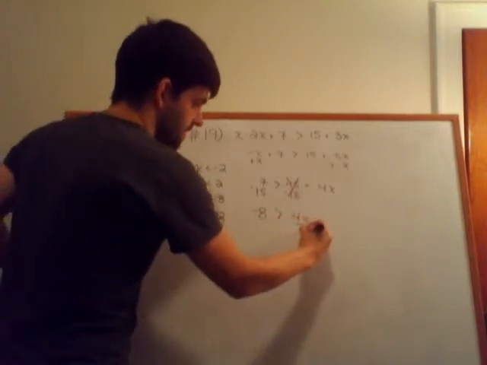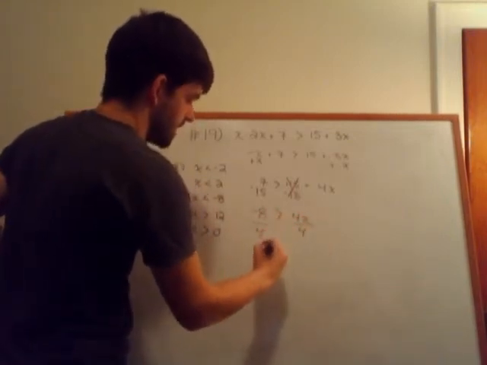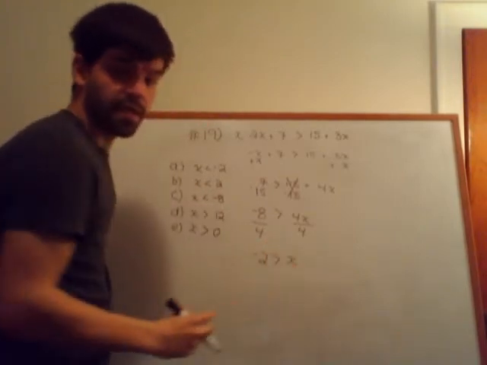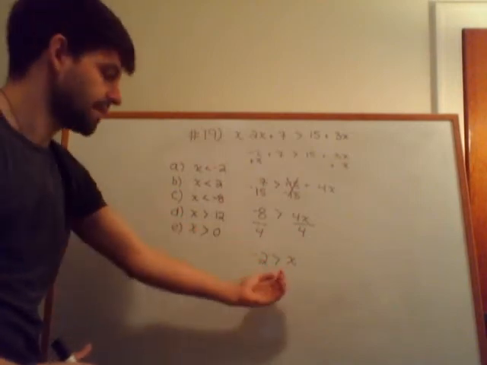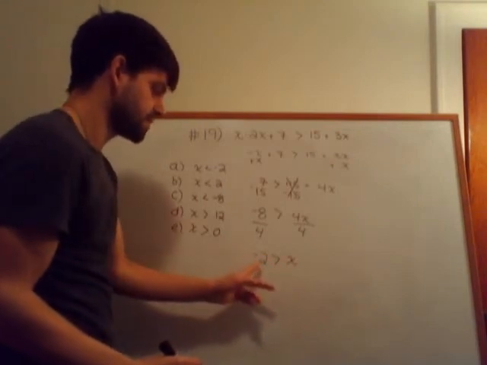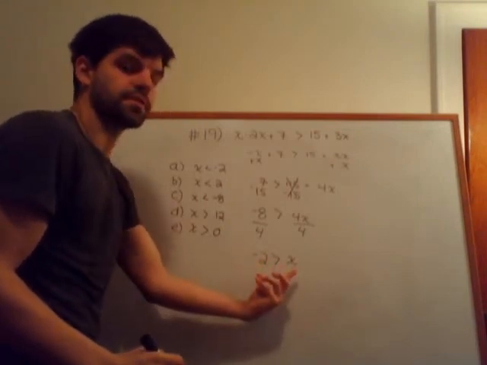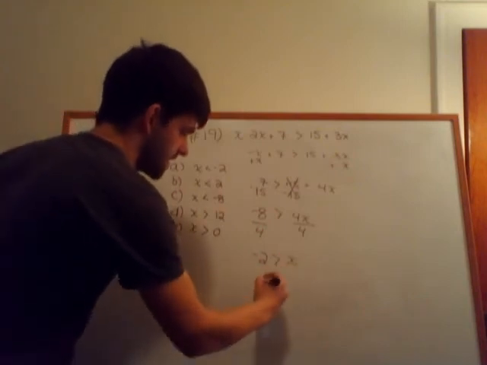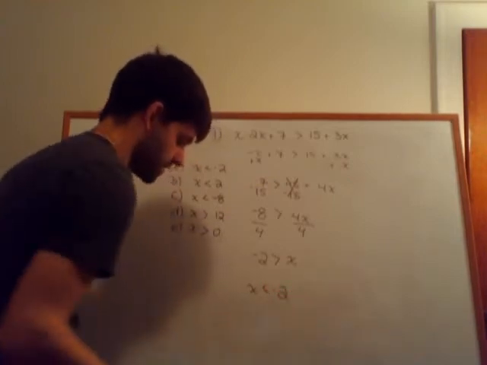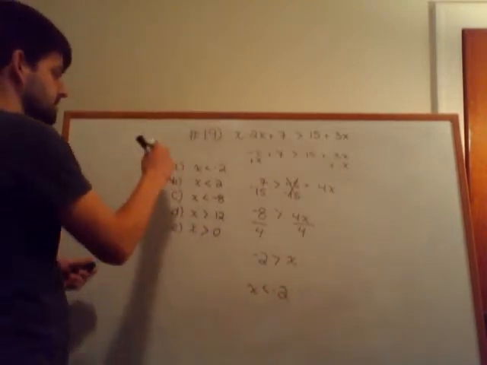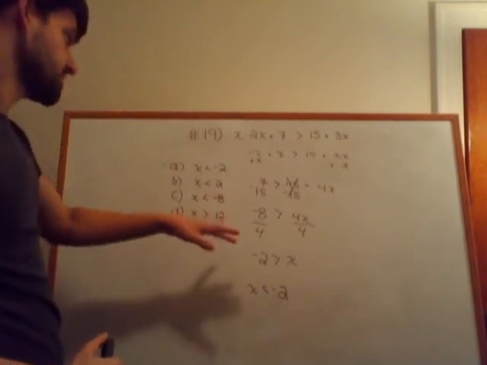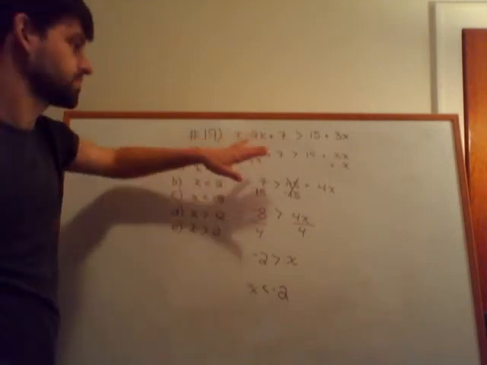Then all I have to do is divide by 4 on both sides, and I'm going to get that x is less than negative 2. And again, I personally like to have x on my left side of the inequality, but make sure that it is in the same orientation in terms of how it relates to the value. So this is negative 2 is greater than x. I'm just going to rewrite that as x is less than negative 2, which is indeed one of our choices, choice letter A. Okay? So remember with this one, you just want to combine your like terms first.